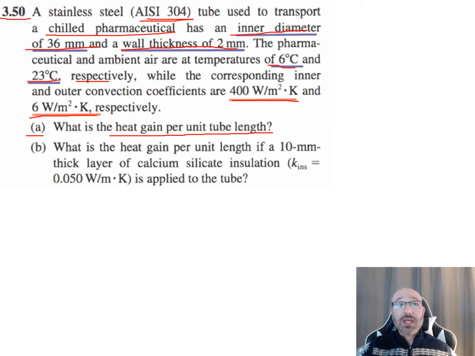And in part B, they're asking what is the heat gain per unit length if a 10 millimeter thick layer of calcium silicate insulation, so there's a layer of insulation here, and they give us the K value for that insulation. If K, our thermal conductivity for the insulation, is equal to 0.05 watts per meter times Kelvin, it is applied to the tube.